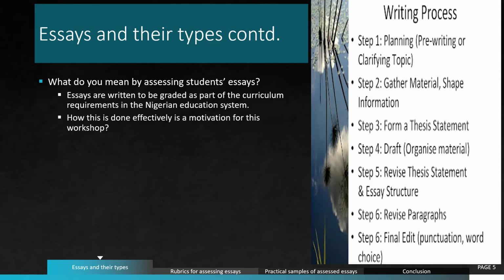So how this is done effectively is the motivation for this workshop in the first place. I must acknowledge that there's a research team headed by Dr. Bijay Yakubu of National University of Nigeria that actually got the idea. Of course, I was brought in, then I was taken out, and I was brought in again. But that's not the issue. That was the topic that was given to me, and I worked on it.